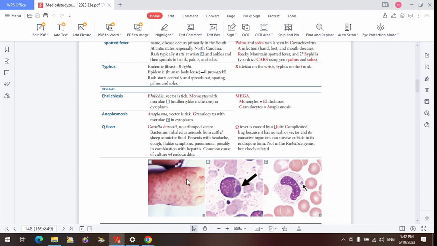A is the typical rash that you see in rickettsia. So that's spotted fever. You can see that there are spots everywhere. So by the time they even describe the rash and the progression of the rash, you'll be able to nail your diagnosis straight up.